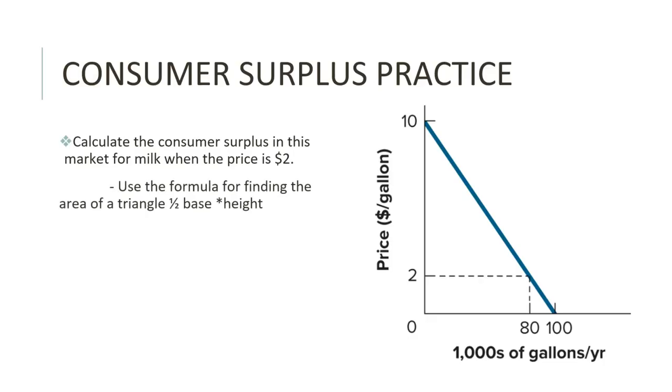All right, so we're going to use the formula to find the area of the triangle. So 1/2 base times height. In this case, our base is 80, looking at this horizontal distance. And our height is going to go from $2 up to 10. So your height's going to be 8. And so we're going to go 1/2 times 80 times $8, which is going to give us a consumer surplus of $320.